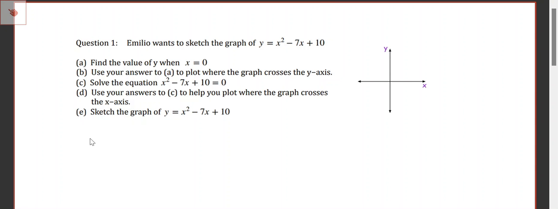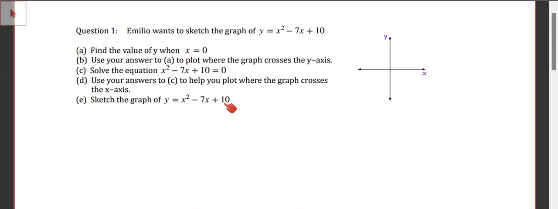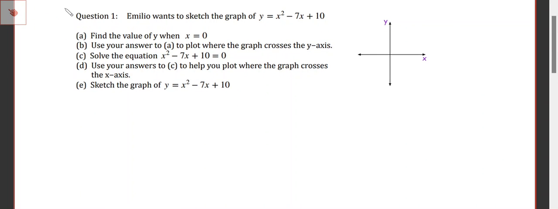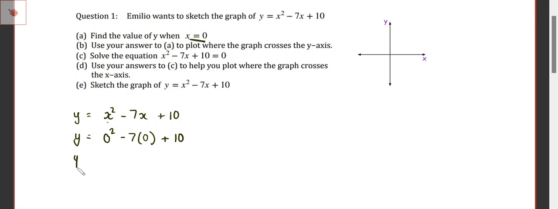So when it says find the value of y when x is 0, what did you do? So we've got y equals x squared minus 7x plus 10. So when x equals 0, basically replacing the x with zeros, the y would be 0 squared minus 7 times 0 plus 10. And you get the answer y equals 10.